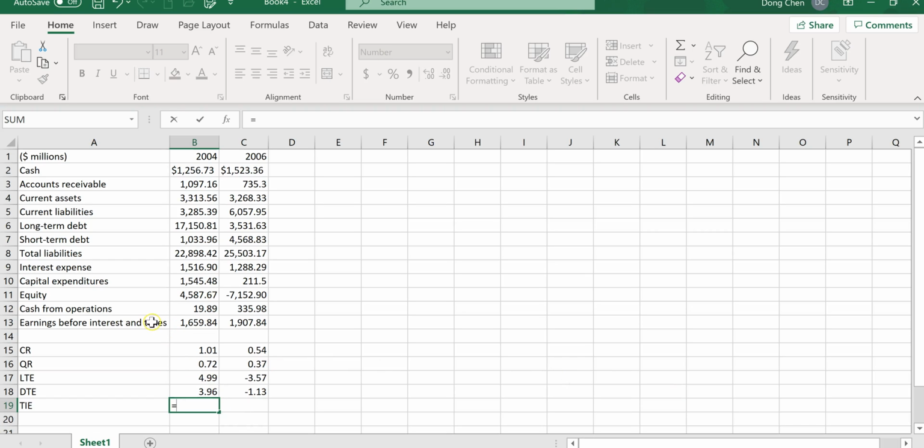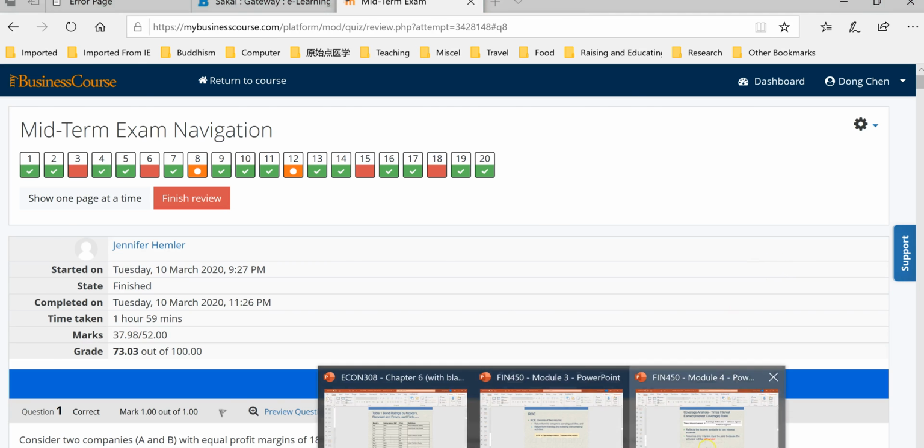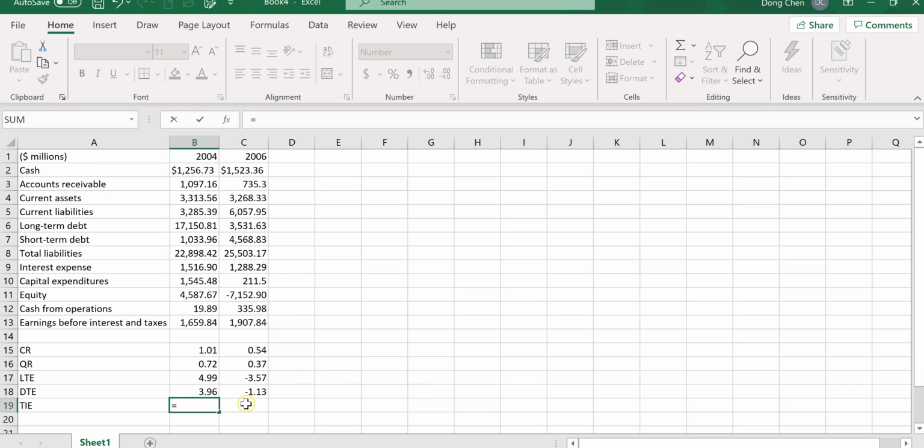And then there's no earnings before interest and tax line, but as we know, earnings before interest and tax minus the interest is basically earnings before tax. So earnings before tax plus the interest basically goes back to the earnings before interest and tax. So we just use the number here, and then divide that by the interest expense.